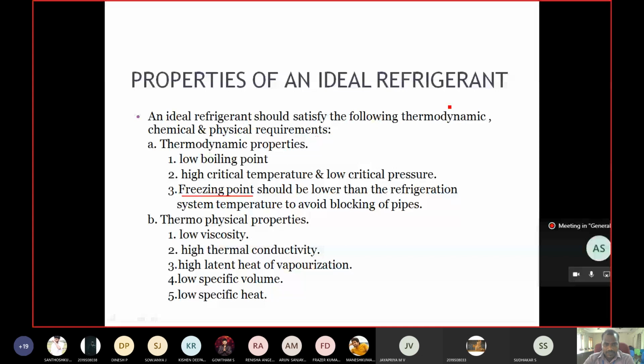Right, so we need a low viscosity refrigerant, a high thermal conductivity refrigerant, a high latent heat of vaporization refrigerant, then low specific volume, and yes, low specific heat. So the refrigerant should satisfy these thermophysical properties.